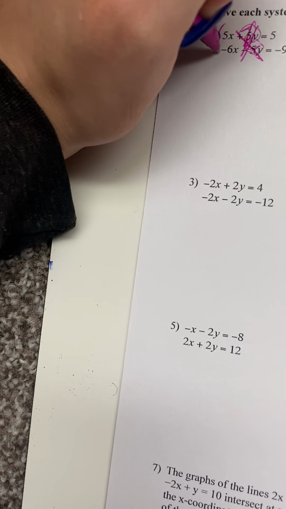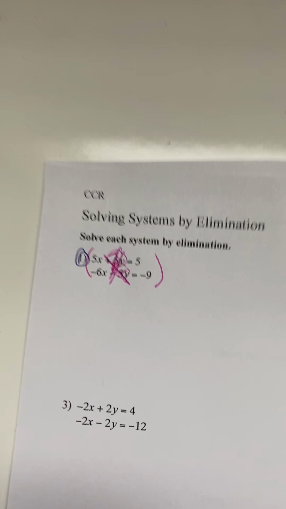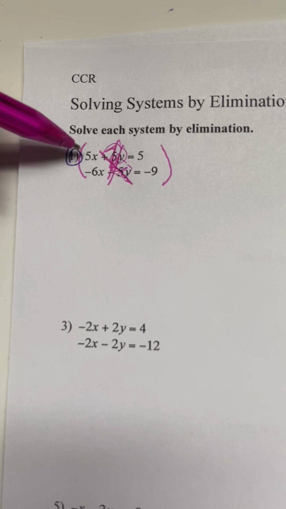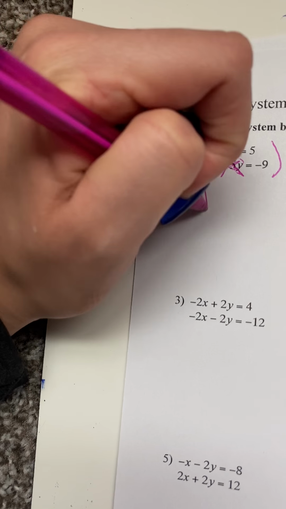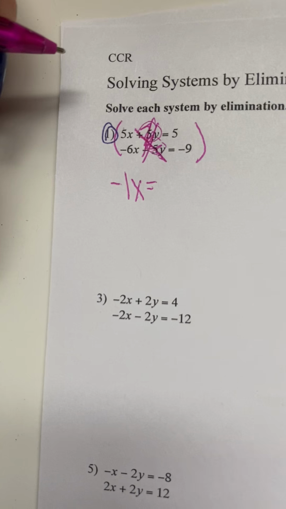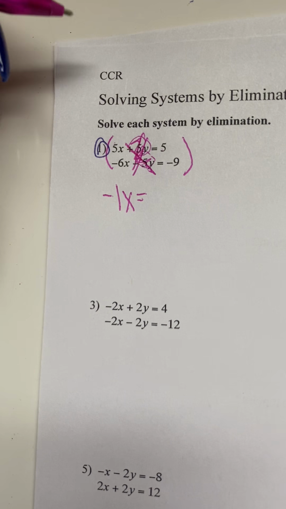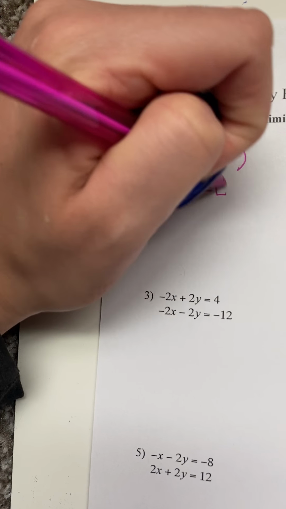So what do I mean by that? Well, I'm going to put parentheses around this whole thing. And what I mean by that is we're going to do 5 minus 6x, so that's negative 1x, equals something. Now we're going to do 5 minus 9, and that's negative 4.